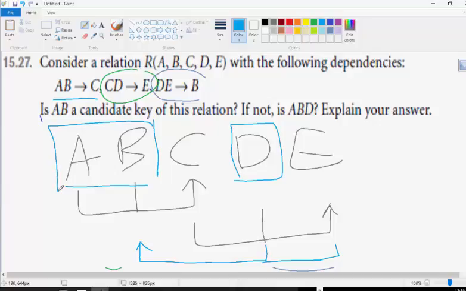B is a key. I can't say B is a key. ABD is a key. Not say, so please watch your language. Don't say ABD are keys. ABD is the key. Good. Okay.